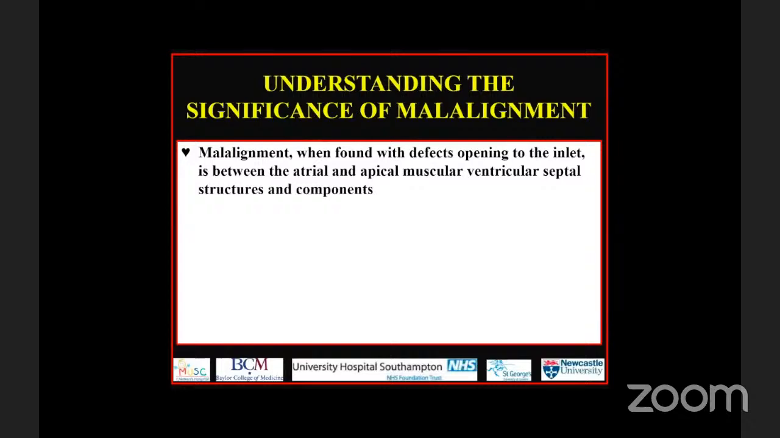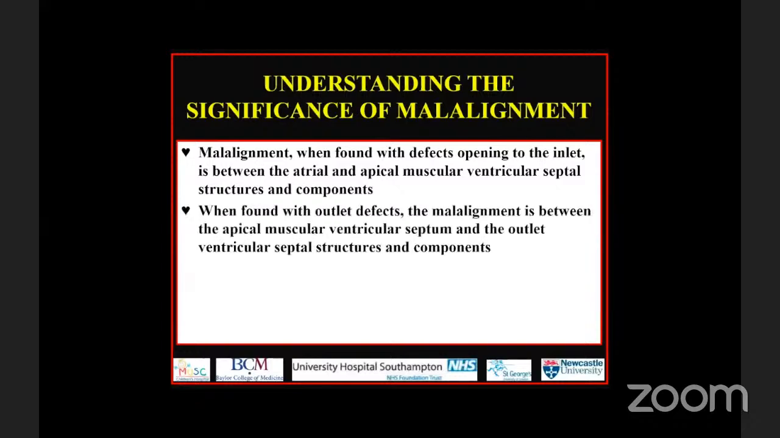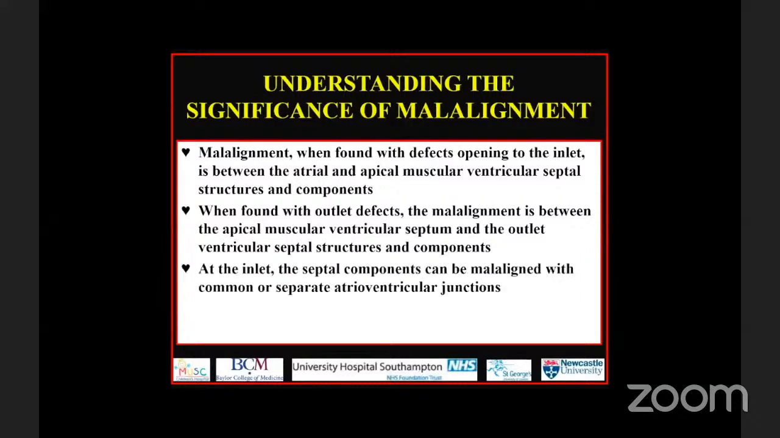We'll emphasize that it is the borders that determine the phenotype, and also the geography of the defect where it opens. So again, malalignment, when it involves the inlet, is going to be between the atrial septum and the septum that divides the apical part of the right ventricle from the apical part of the left ventricle. And I'll be calling that the apical muscular ventricular septum. It's rather different when we deal with malalignment in the setting of outlet defects, because then it is the outlet septum that is malaligned relative to that apical muscular septum.